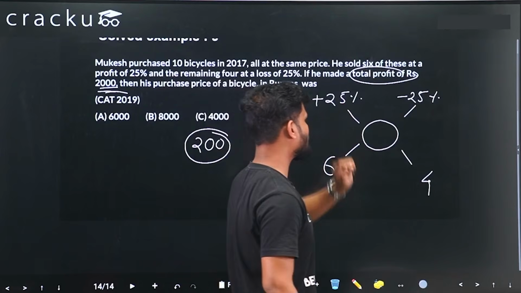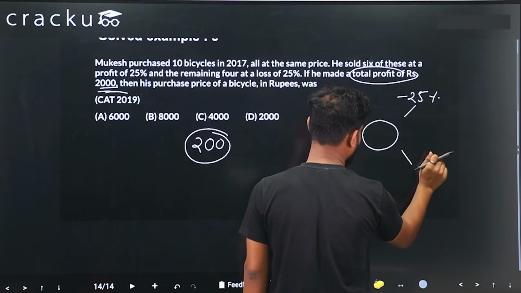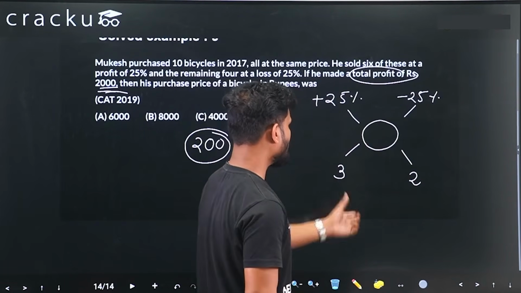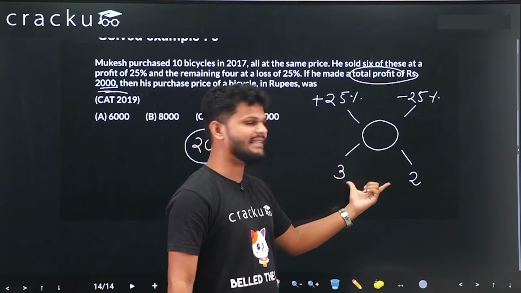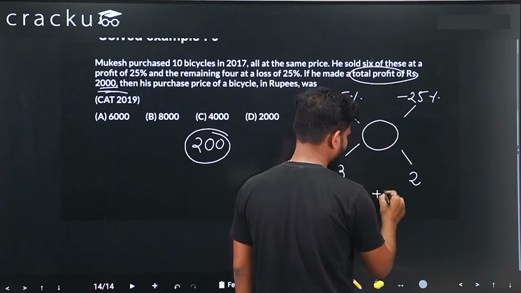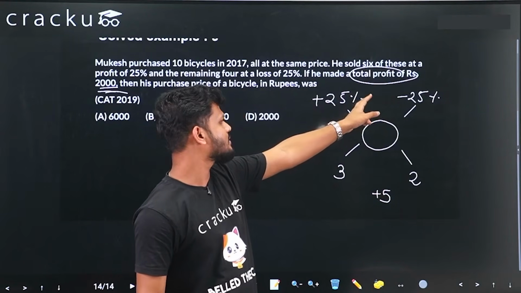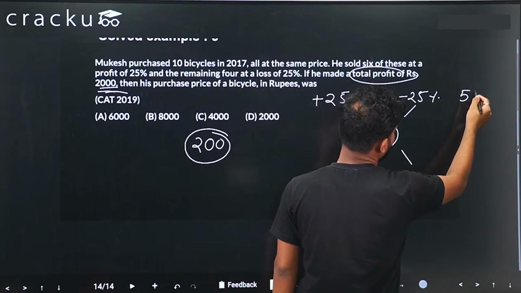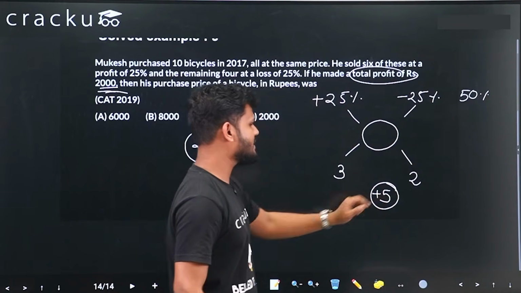Now let us try to find out this value. How do you do this? This 6 is to 4 I can write 3 is to 2. Now if you know the concept of weighted average, you add the weights given. So what are these weights? It is nothing but 5. And then again you add these individual things. So what it will be? 25 minus of minus 25, which is 50%. So this 50% will get divided into this 5.